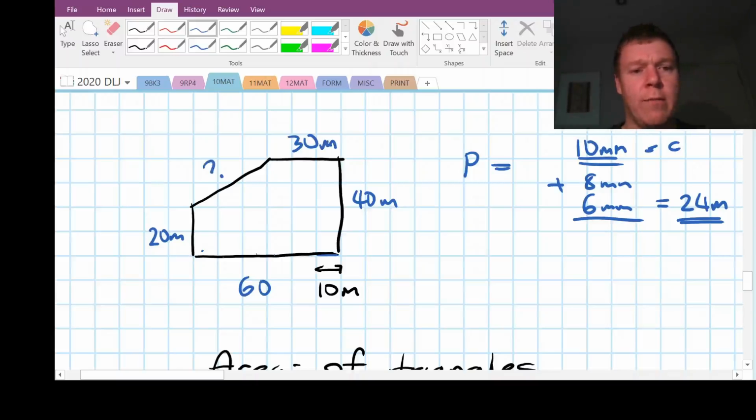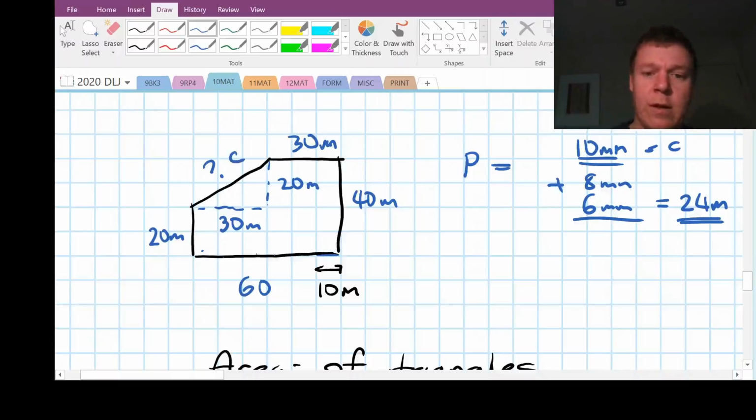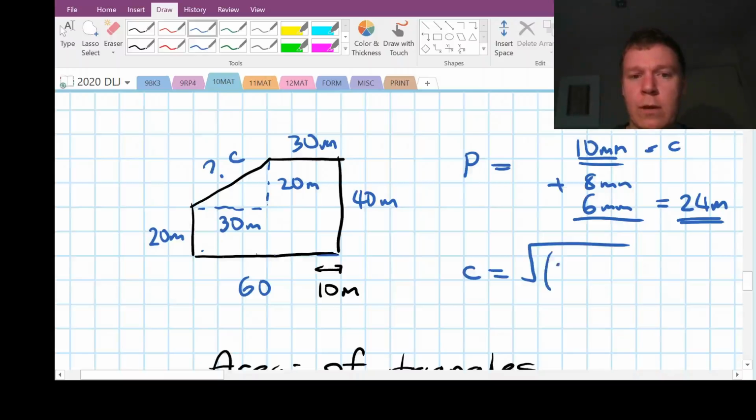How are we going to work out this side? Well, we've got another triangle in here, so we can use our Pythagoras to work it out. We've got 30 meters and 20 meters. I'm going to do the quick Pythagoras method this time. If you want to do it, sub it all into your calculator at once. So this is C. We're going to do the square root of 20 squared plus 30 squared. Put it all in a bracket.